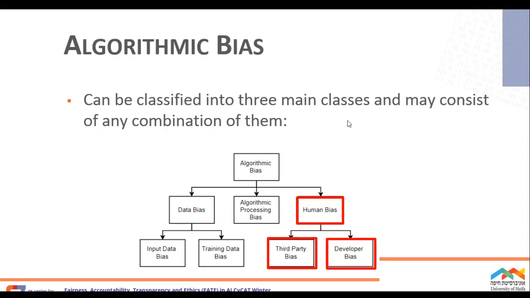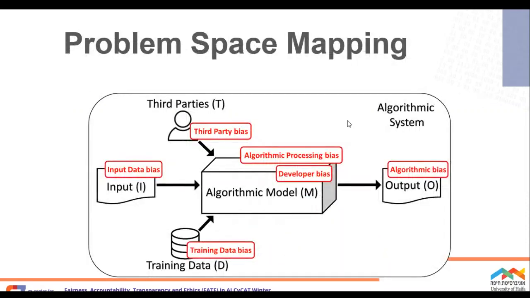So there are three different types of biases that we would like to find out how to address. And if we now consider the model that we introduced earlier, we can see how these different types of biases fit into different aspects of the model, and how all of them, individually or combined, contribute to the algorithmic bias which is reflected by the output of the system.